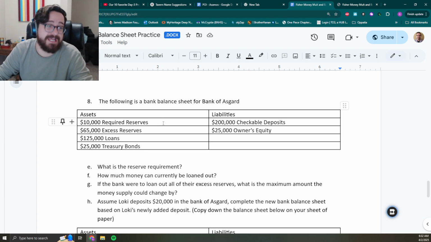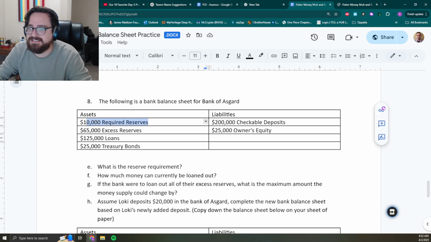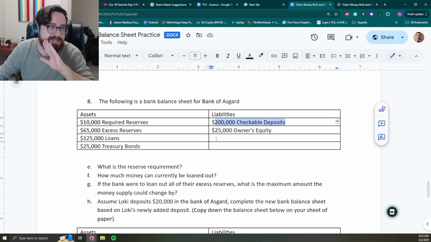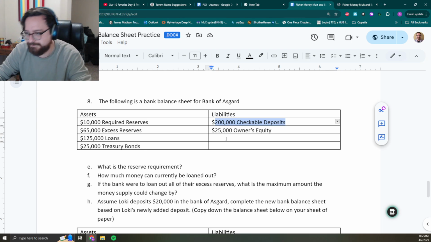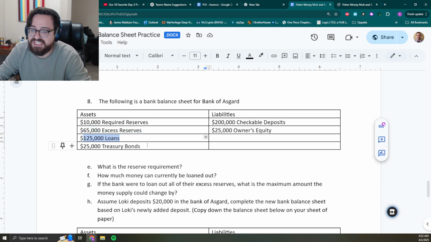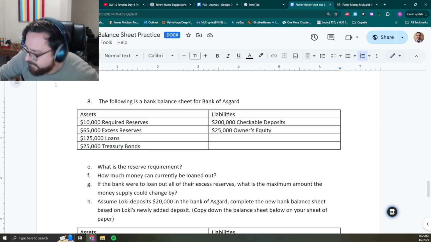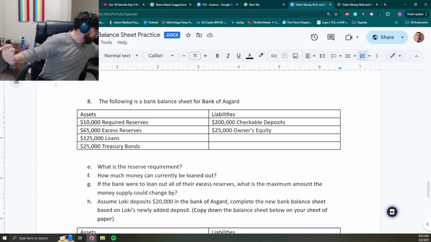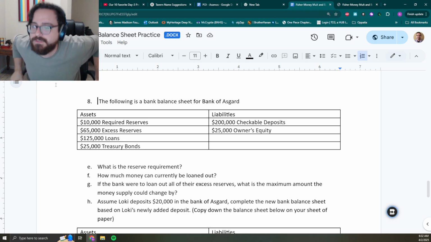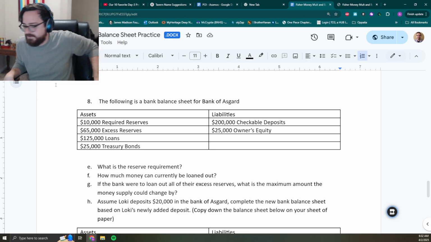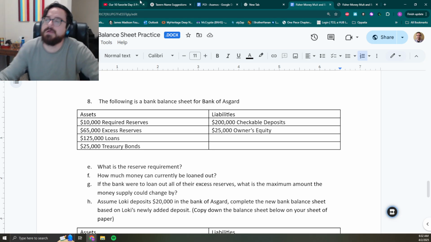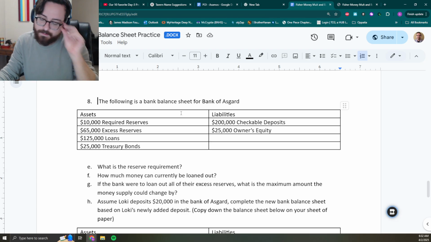We've got a more complicated balance sheet, gross. We've got 10,000 in required reserves. We've got 200,000 in checkable deposits. That's the same thing as demand deposits. That's just money in your checking account. I have $65,000 of excess reserves, $125,000 of loans, and $25,000 worth of treasury bonds. These are the bonds from the federal government. This is how the government borrows money, and most of the money the government borrows comes from banks. So here we go. Seems like Asgard's central bank is having to borrow money here. I guess they're not doing so great. It's all the gold palaces and stuff.